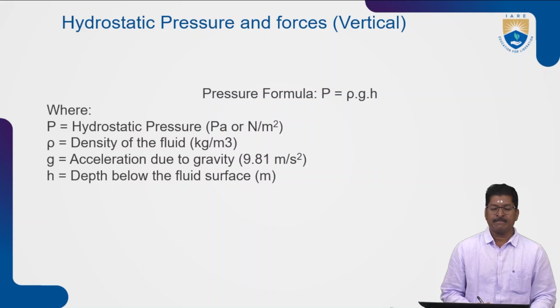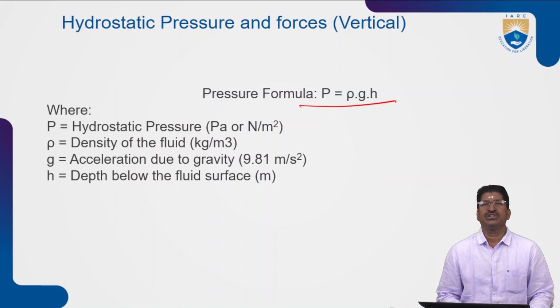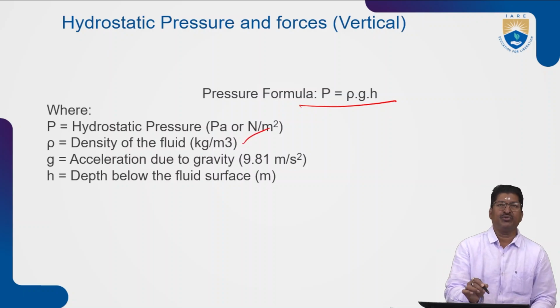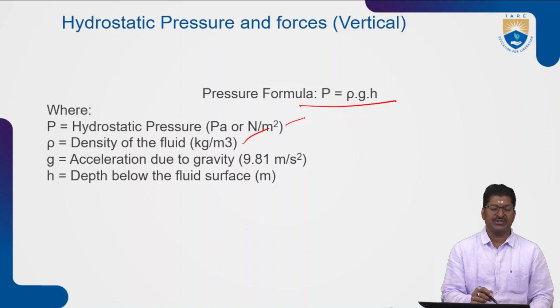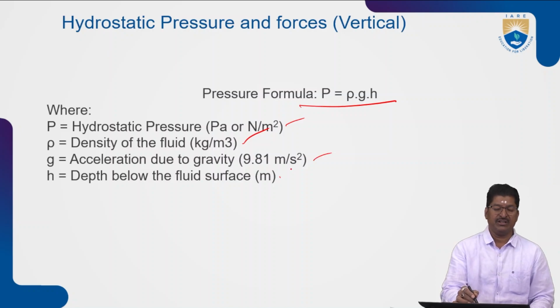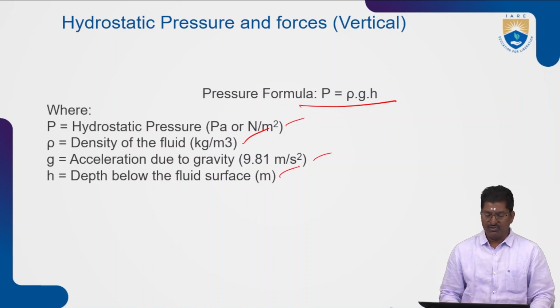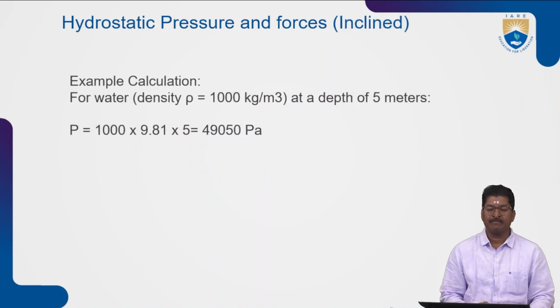Now if you see the formula, P is equal to rho g h. Okay, so here rho is the density of the fluid, P is the hydrostatic pressure, g is the acceleration due to gravity, and h is the depth below the fluid surface. So this is the formula for normal pressure on a submerged surface.